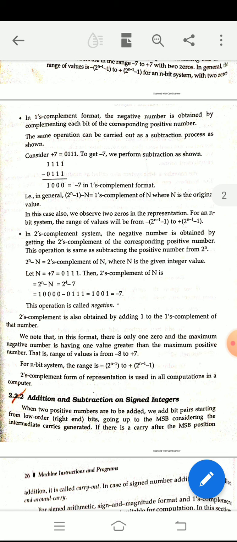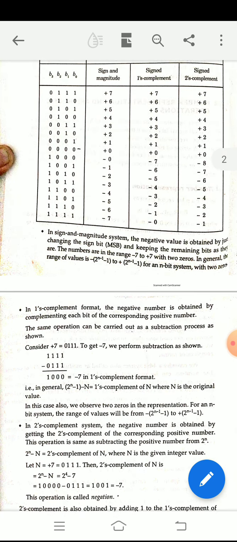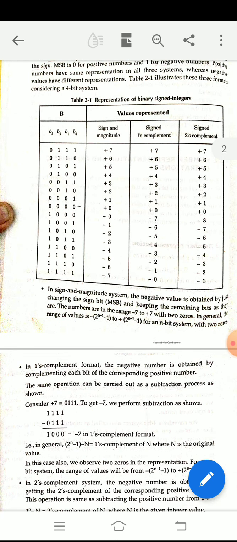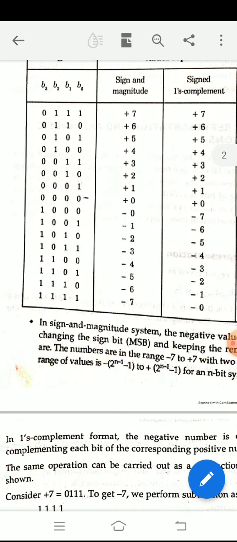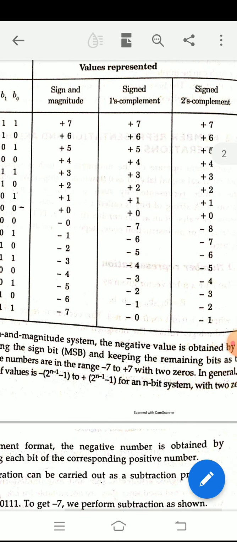For example, n is equal to plus 7, which is 0 1 1 1. The 2's complement of n is obtained by adding plus 1 to the 1's complement result. That is the 2's complement. With n equal to 4, 2 to the power of 4 minus 7 is 1 0 0 0 0 minus 0 1 1 1, which is 1 0 0 1, minus 7. See here, 1 0 0 1 is minus 7 in 2's complement.